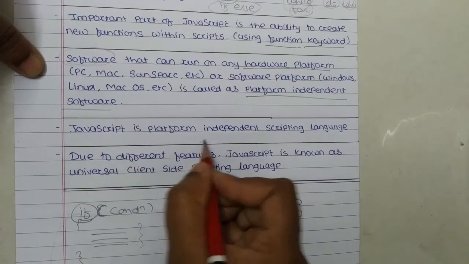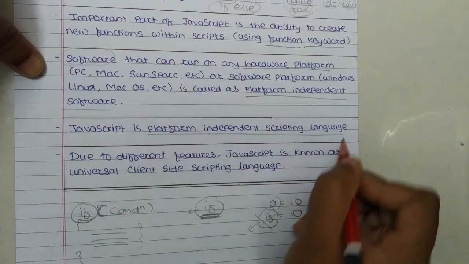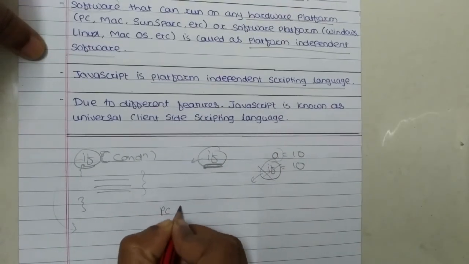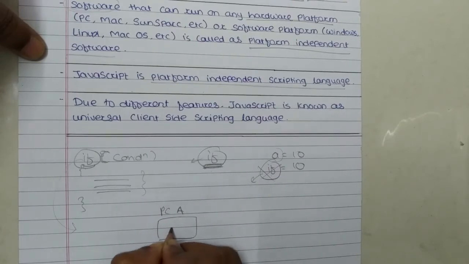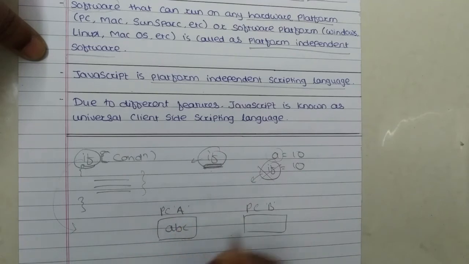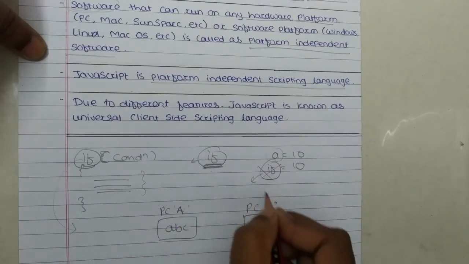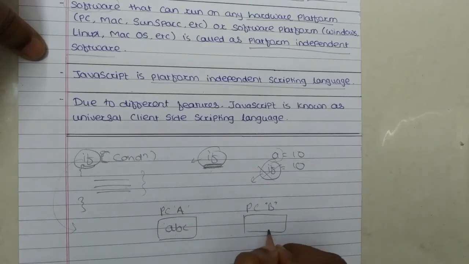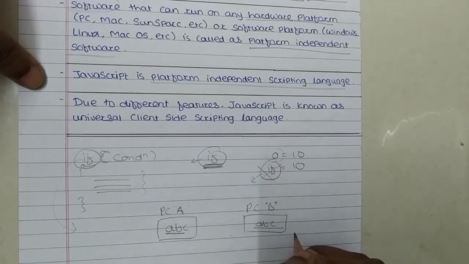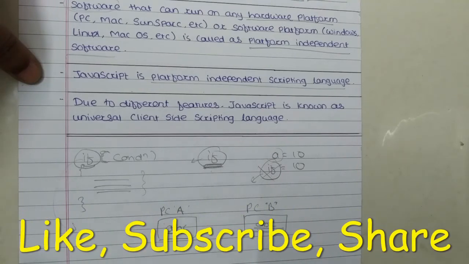So JavaScript is a platform independent scripting language. That means suppose in system A or PC A, I want to execute a JavaScript program, that is ABC. ABC is the JavaScript program, and this is PC B, the second system. This is computer 1 and this is computer 2, and I want to execute this same program ABC in computer B, then this is executed. There is no error while executing this. Why? Because the JavaScript program is platform independent.